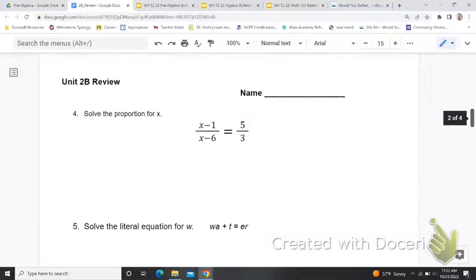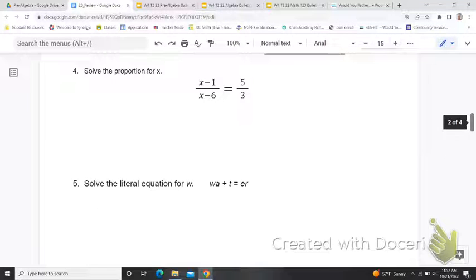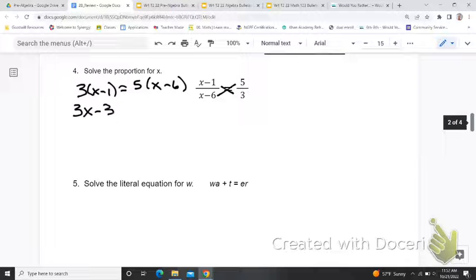All right, next page. Same process, but now we have to distribute both directions. So now we're doing the 3 times x minus 1 is equal to the 5 times x minus 6. Doesn't really matter which one you put on the left side or the right side, but you do have to be multiplying diagonals. One numerator times the opposite fraction's denominator. Get those variables on the same side.